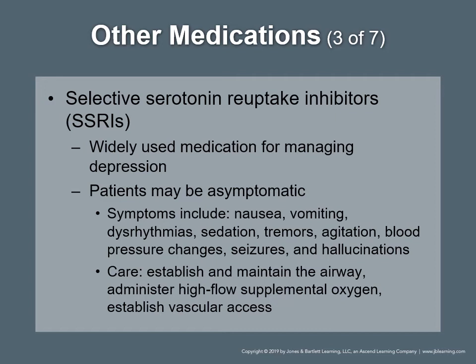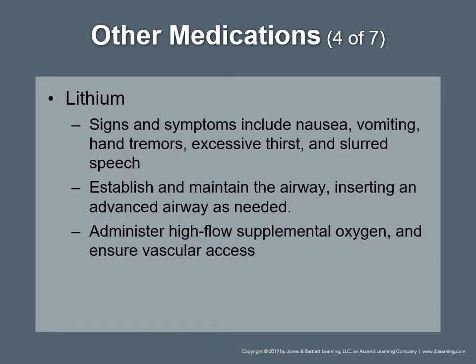Lithium. This is the cornerstone drug for treating bipolar disorder. It is excreted from the body slowly, hence the threat of toxic levels and overdosing is always present. Signs and symptoms include nausea, vomiting, hand tremors, excessive thirst, and slurred speech. At increased toxicity, patients may develop ataxia, muscle weakness, incoordination, blurred vision, and hyperreflexia. Eventually, patients may have seizures and become comatose.